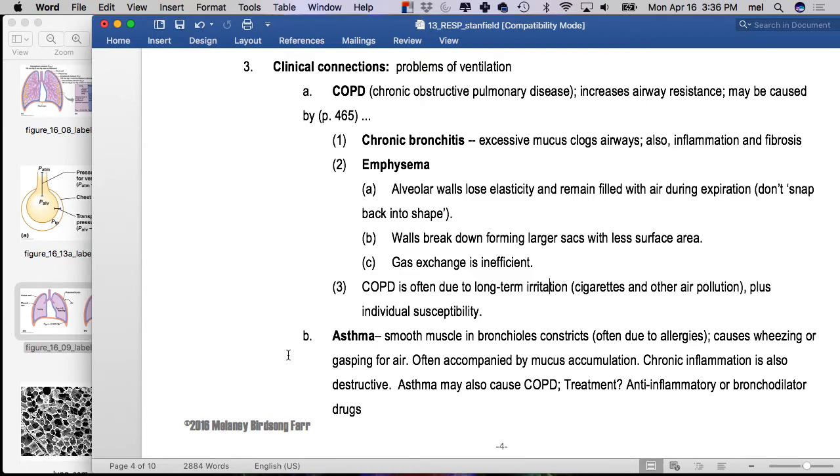Okay, what are the biggies that can lead to COPD? One of them is chronic bronchitis, and chronic bronchitis, if you are just one of those people who has a predisposition to respiratory irritation over and over again, the excessive mucus is clogging your airways, and you can get inflammation and fibrosis. And so the problem is, if that's not treated and you can't figure out what's causing it, it can lead to more chronic problems. So COPD can also be caused by emphysema.